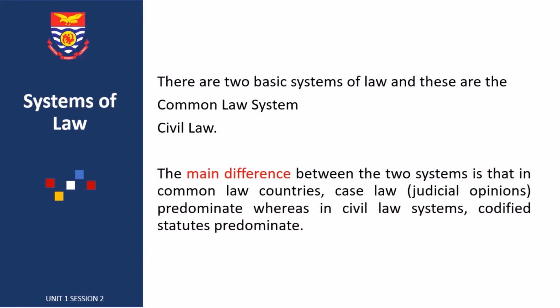Systems of law. There are two systems of law: the common law system and the civil law system. The difference between these two systems is that the common law system is based on case law, that is judicial opinions. That's where judges make law. When judges make decisions, those decisions become law. But with the civil law system, you're talking about codified statute. Whilst in the common law system case law predominates, with civil law, codified statute predominates.